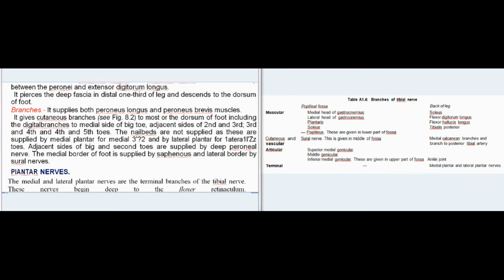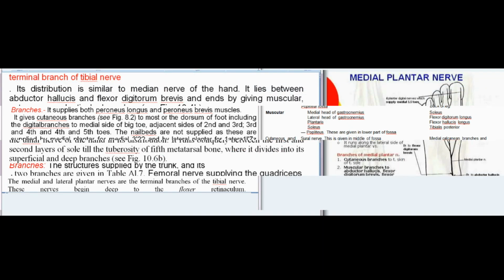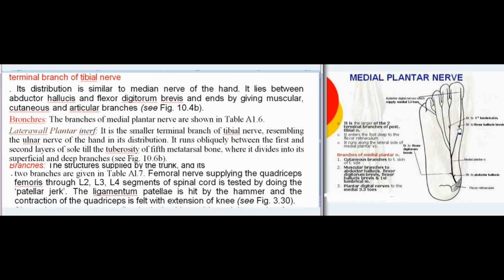Plantar nerves. The medial and lateral plantar nerves are the terminal branches of the tibial nerve. These nerves begin deep to the flexor retinaculum. Medial plantar nerve is the larger terminal branch of the tibial nerve. Its distribution is similar to the median nerve of the hand. It lies between abductor hallucis and flexor digitorum brevis and ends by giving muscular, cutaneous, and articular branches, see Fig 10.4b. Branches. The branches of the medial plantar nerve are shown in Table 1.6.